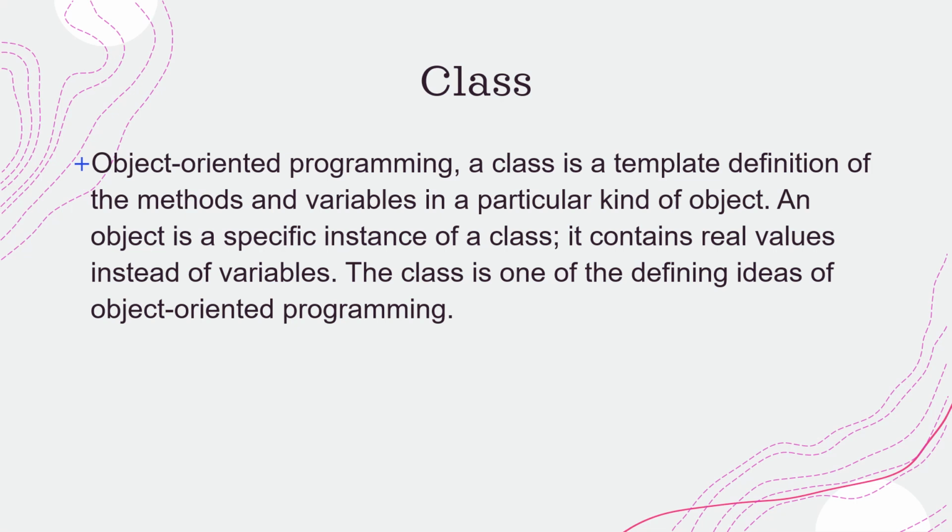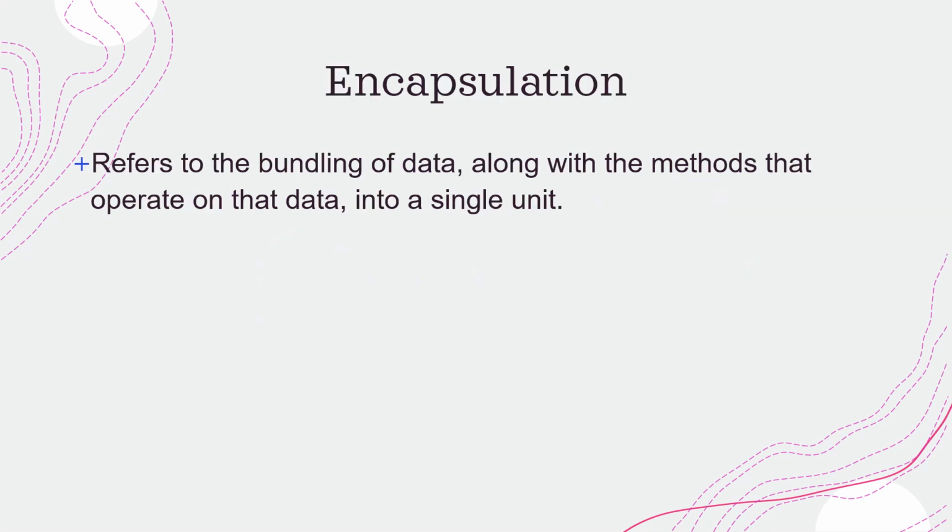Class: object-oriented programming. A class is a template definition of the methods and variables in a particular kind of object. Encapsulation refers to the building of data along with the methods that operate on that data into a single unit.